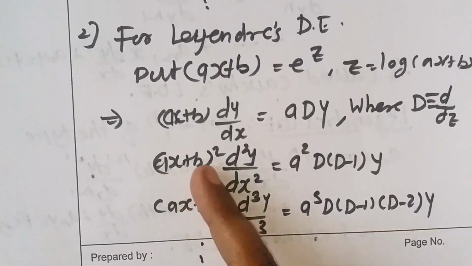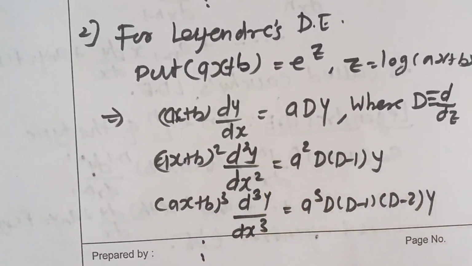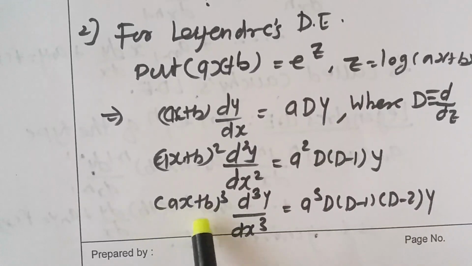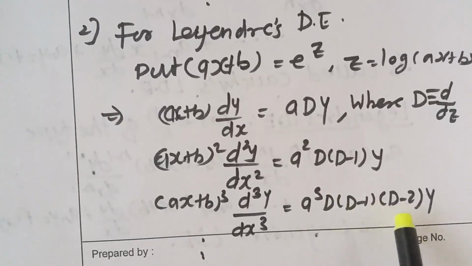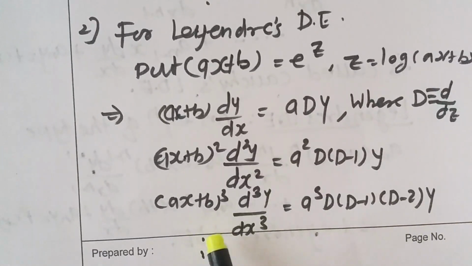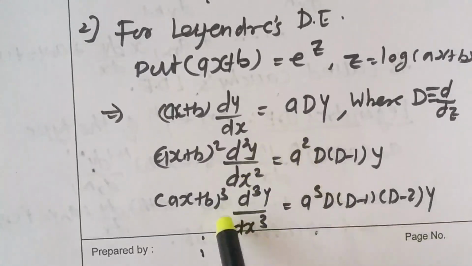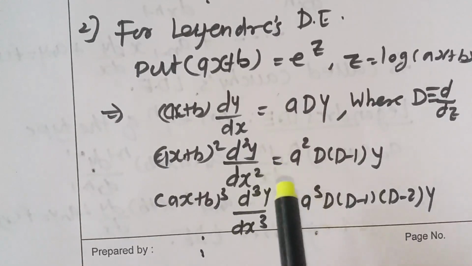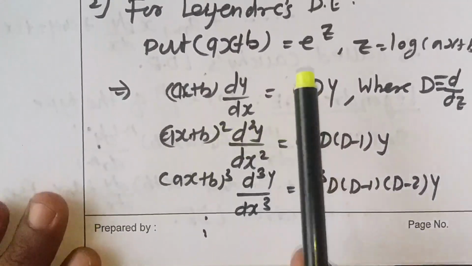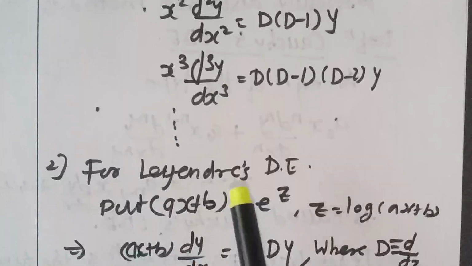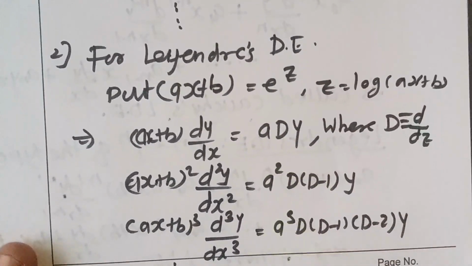The factor (ax plus b) square d2y by dx square gets replaced by a square D(D minus 1) y. And (ax plus b) cube d3y by dx cube equals a cube D(D minus 1)(D minus 2) y, and so on. You can do the same for higher powers, but we have written only up to the third power, because in the examples we will have differential equations only up to order 3. So the change here is that a, a square and so on get added.